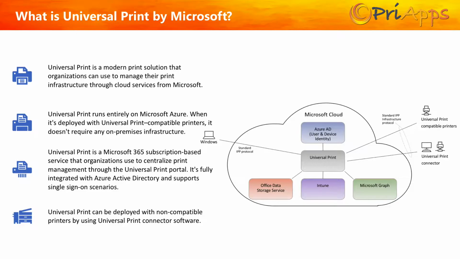So universal print is Microsoft's new cloud printing platform. It replaces on-premise print servers and is specifically designed for Microsoft 365 customers. So with Universal Print now, you don't print via a print server. You can print directly to print devices that are Universal Print ready. Those legacy devices that aren't Universal Print ready, you can access them via a connector which Microsoft provides. So it's all self-contained in the Microsoft Azure Cloud Services platform from Microsoft, and that's where PriApps integrates.